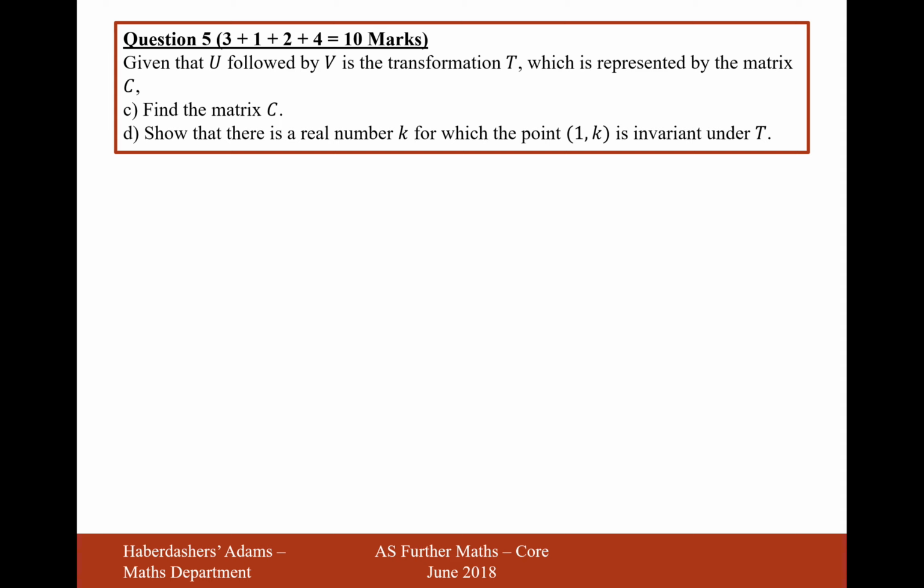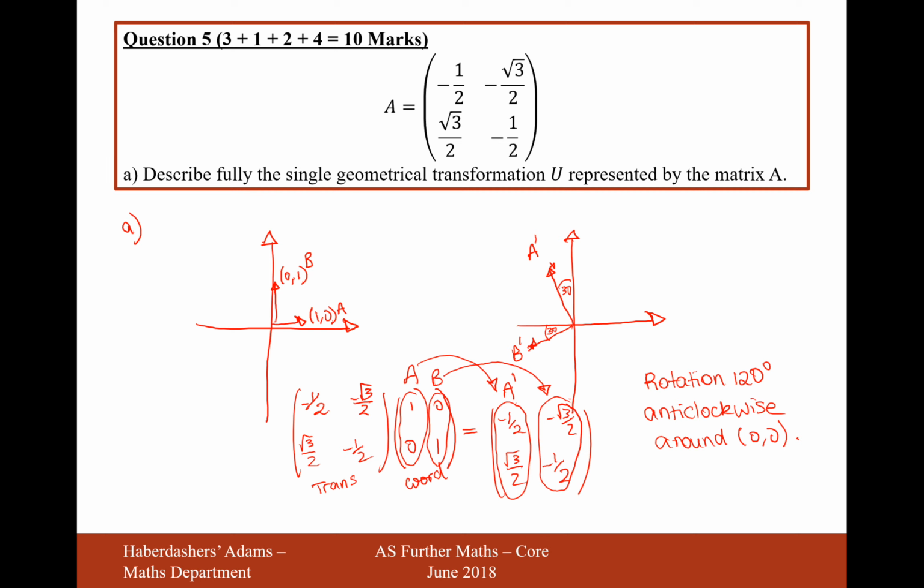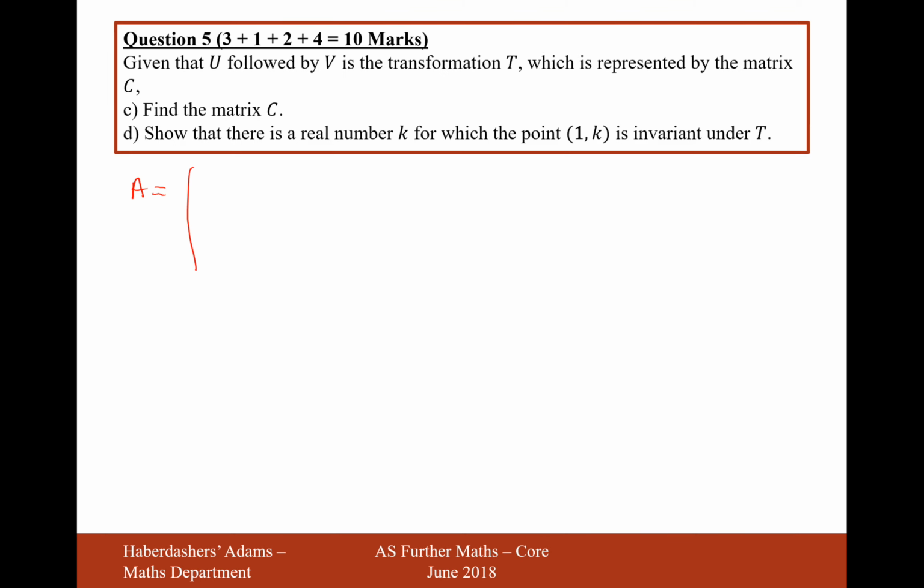Given that U followed by V is transformation T, which is represented by matrix C, find matrix C. Well, it would be helpful if we now go back and remind ourselves what matrix A and B were. A was this one here, so it's going to be (-1/2, -√3/2; √3/2, -1/2), and B was (0, -1; -1, 0). So this one here is representing transformation U, this one here is representing transformation V.